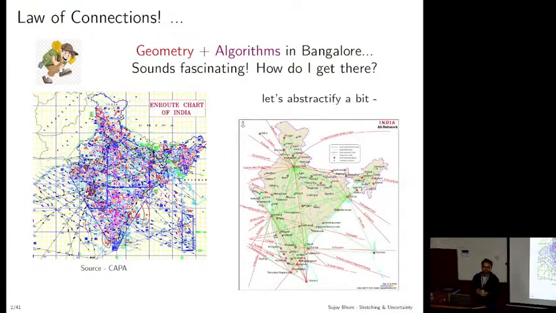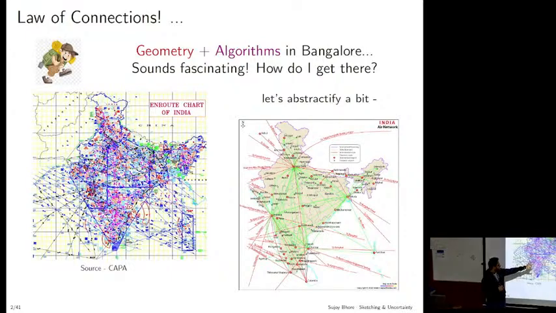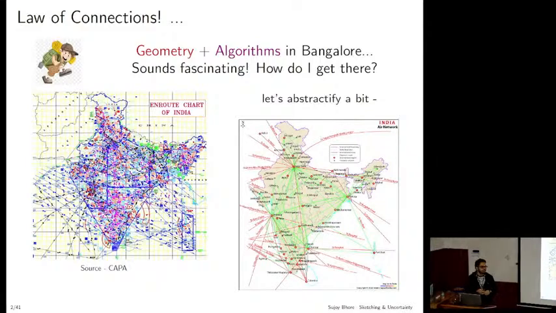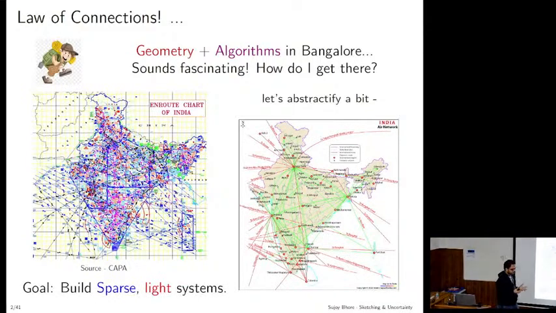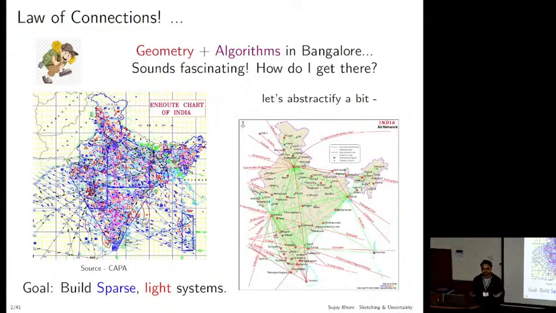So let's abstractify a little bit. These are the main important hubs, and you have a lot of international connections, domestic connections, and so on. And of course, you want to build systems which are in some sense light, which are less expensive, and systems which are sparse, that use somewhat fewer connections.